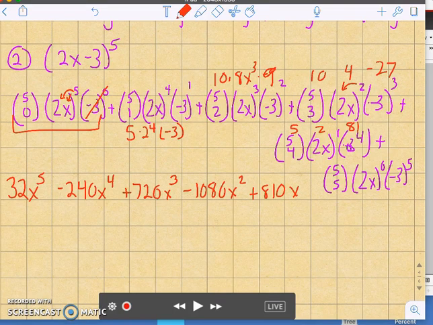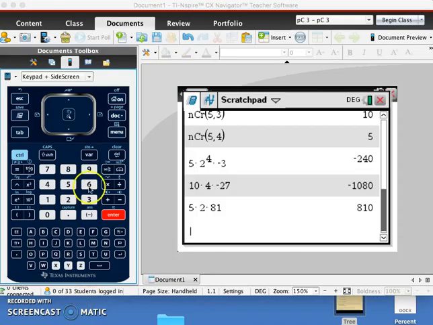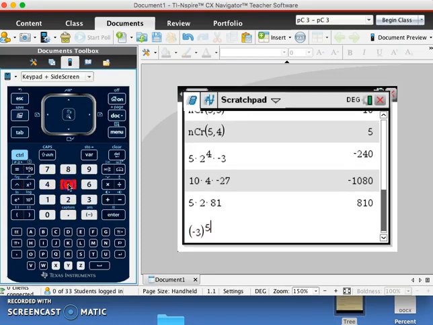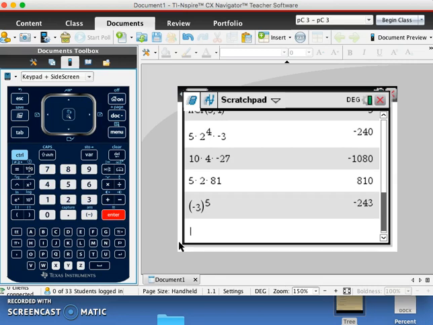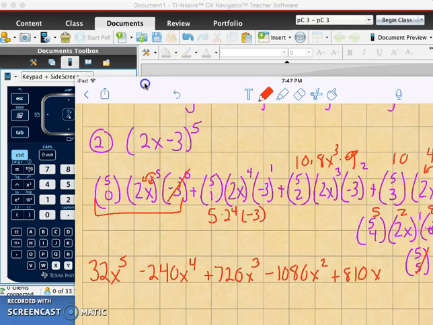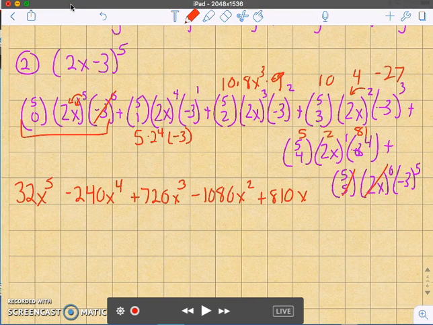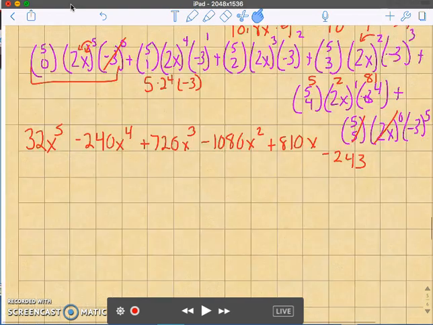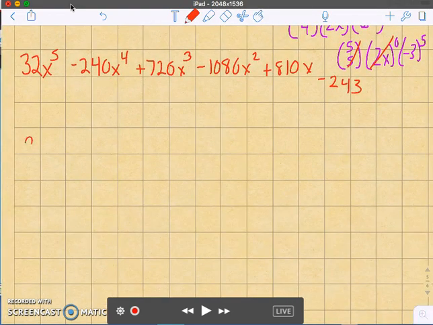And then this last one, 5c5, was 1, 2x to the 0 power. So negative 3 to the fifth. That's going to be a negative number. So negative 3 to the power of 5 is negative 243. So minus 243. So what this means, though, is we can do similar things for finding the numbers. It makes it a little easier.